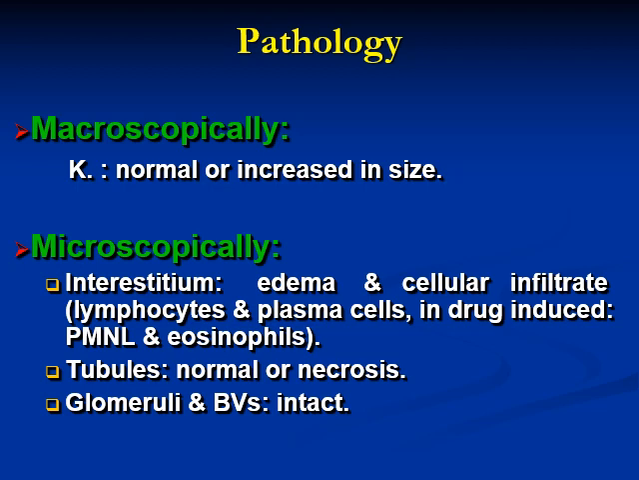The interstitium shows edema and a cellular infiltrate, since it is a cell-mediated immune response. The predominant cells are the lymphocytes, and the most characteristic is the presence of plasma cells. When the cause is a drug, in addition to the lymphocytes and the plasma cells, there are polymorphs and eosinophils. The tubules are normal or they show tubular necrosis.